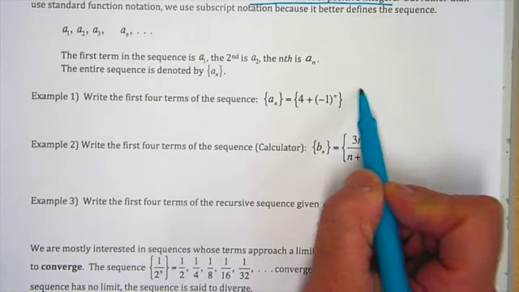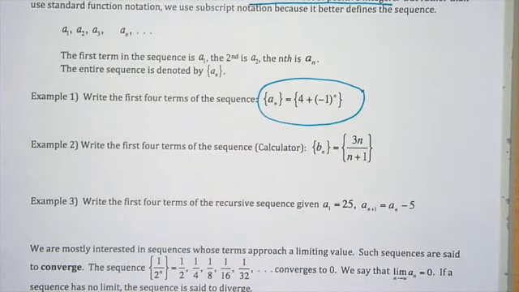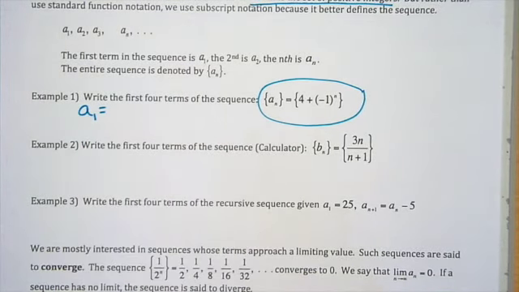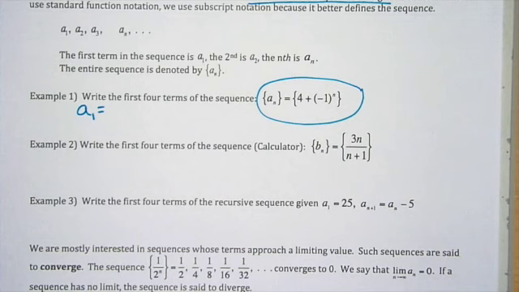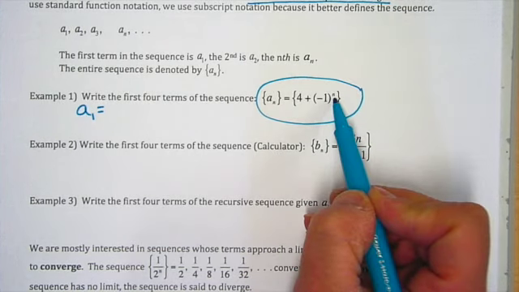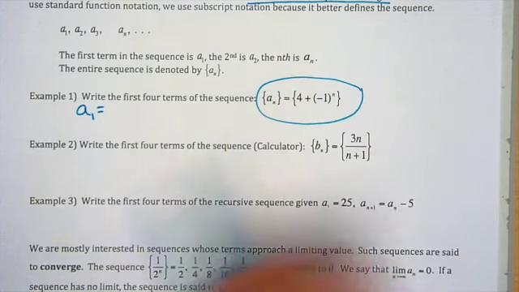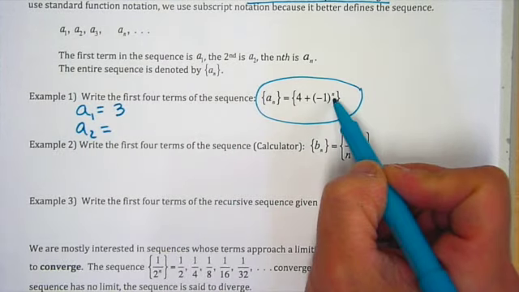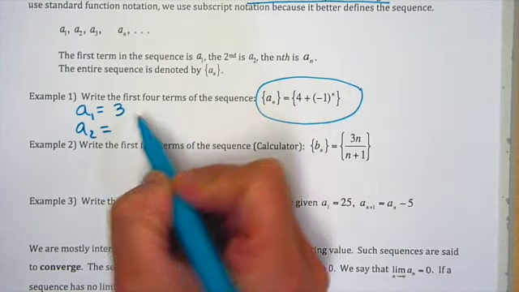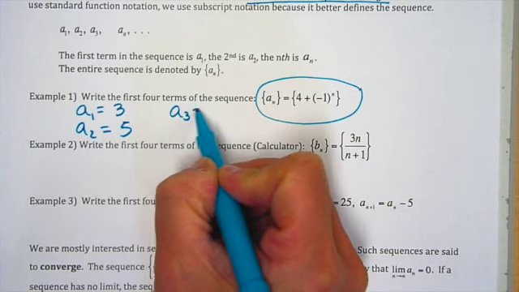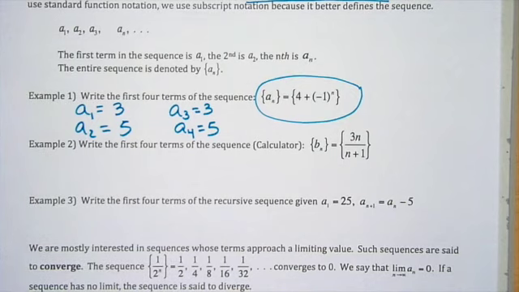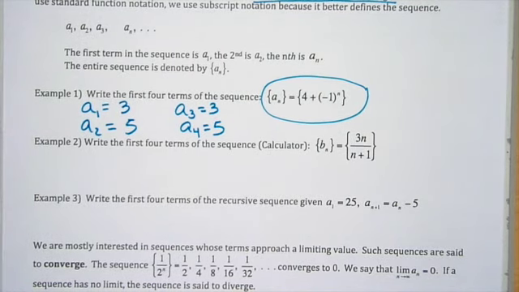So this is my general expression for a particular sequence. If I want to come up with a sub 1, it would just be my first term in this sequence or my list of numbers. You're just going to plug in 1 for n, so 4 plus negative 1 is 3. A sub 2 would be plug in 2 for n, 4 plus positive 1 is 5. And so the pattern continues, and I can come up with the next two terms. So these are your first four terms of my sequence.